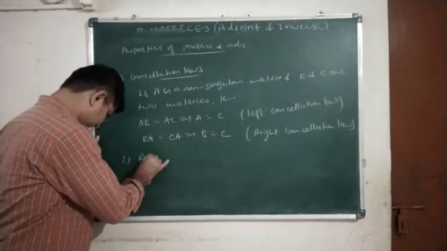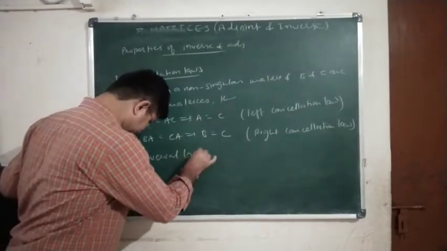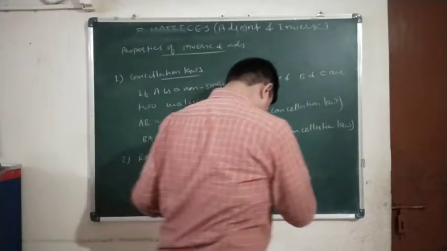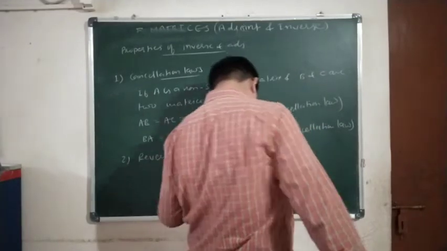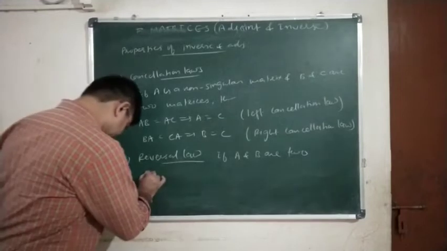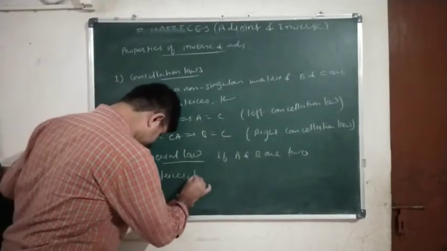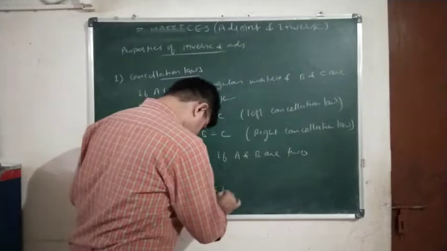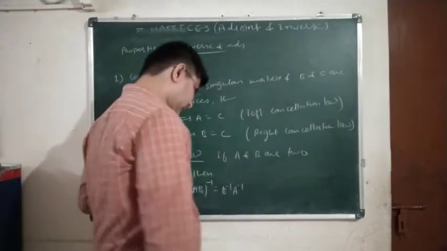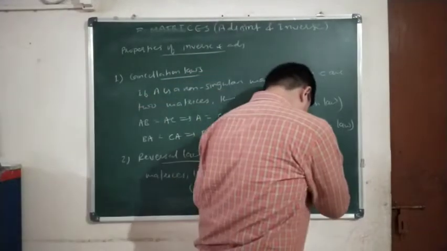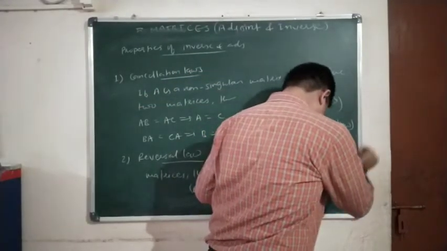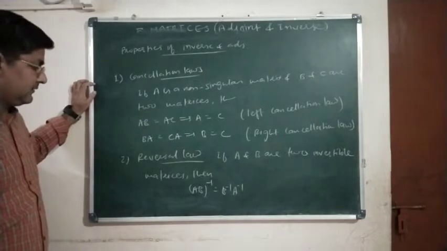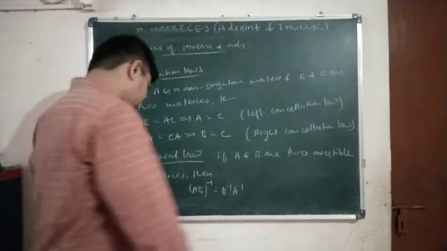Similarly, reversal. If A and B are two invertible matrices, then inverse of product AB is equal to inverse of B into inverse of A. AB whole inverse equals B inverse into A inverse. This is called the reversal law.